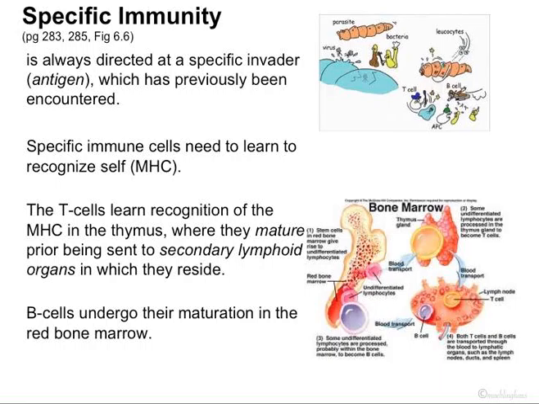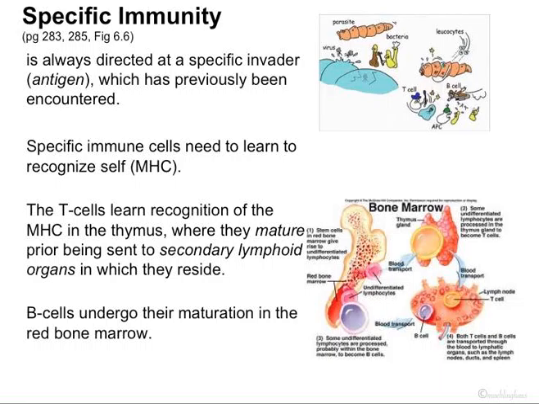Specific immune cells need to learn to recognize what the MHC is, the major histocompatibility complex, because it's a very, very fine line between attacking self and non-self. It's very delicate that we know what self looks like. And so the T cells learn the MHC recognition in the thymus. That's why they're called T cells, for thymus.